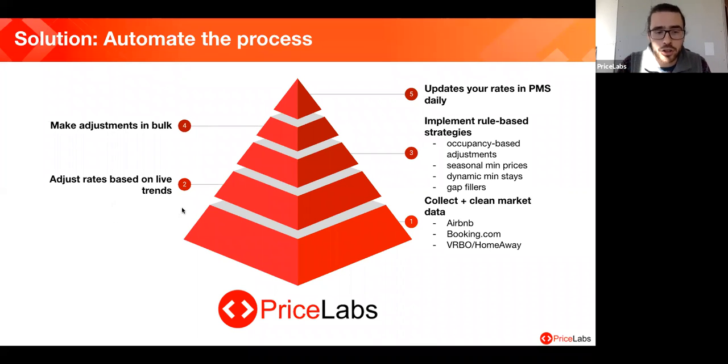Second, we adjust your rates based off of the trends that we see. I'll go into what this adjustment process looks like in a second. I'll go into the factors that we consider and what factors can be adjusted. But essentially what we're trying to do here is make sure that your calendar is optimized for all of those trends that are currently happening. This data gets collected on a daily basis. That way it's always up to date. You're always working off of live trends. And then your prices are automatically adjusted to reflect those trends.